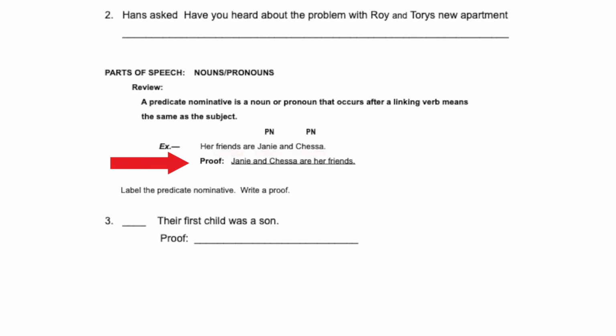The directions state, label the predicate nominative, write a proof. Let's look at the sentence. Their first child was a son. Solicit that child is the subject. What word after verb was means the same as child? Son. Son is the predicate nominative. Let's see the proof. Invert the sentence according to our pattern. A son was their first child.